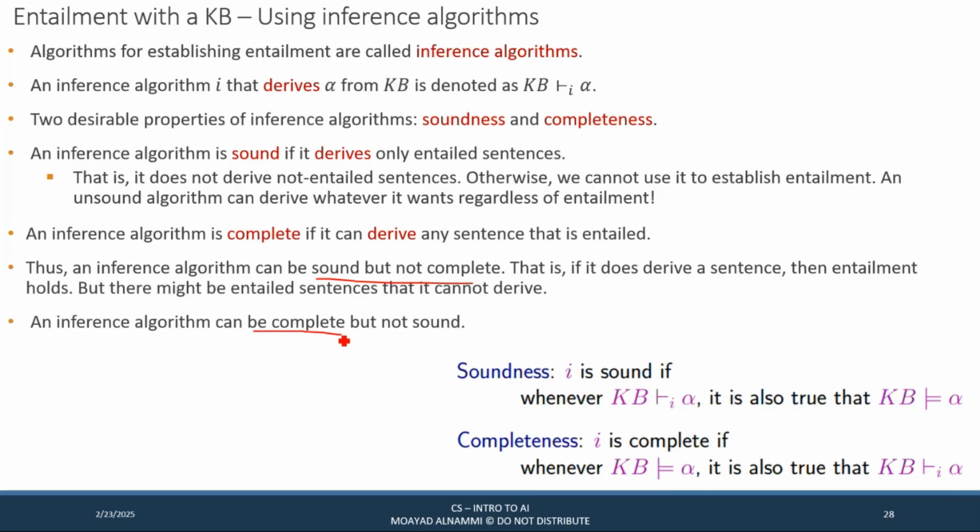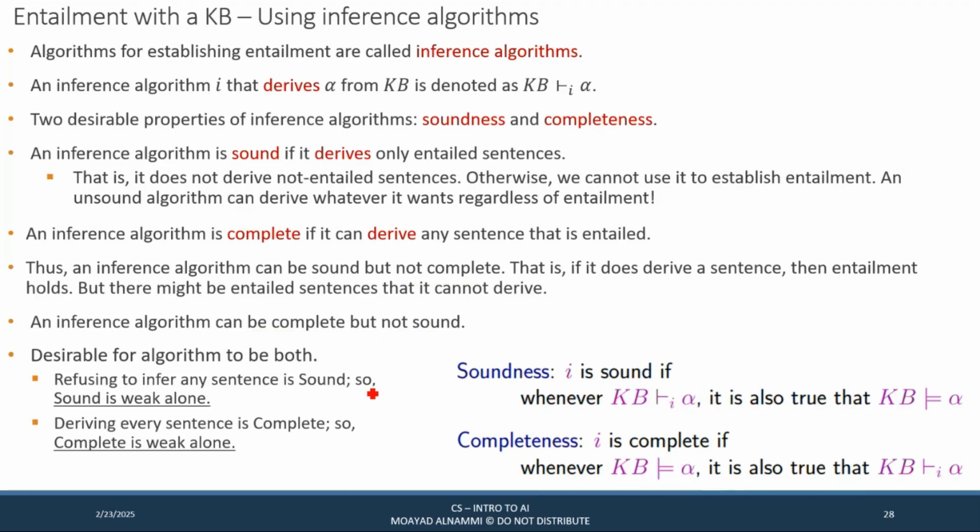An inference algorithm can be complete but not sound. What this means is that for every single entailed sentence, it is able to derive it, but it also might derive some sentences that should not be entailed, right? And so these are the two properties. We want to talk about a couple of inference algorithms right now that we can use to perform this entailment procedure, and we will look at their soundness and completeness.